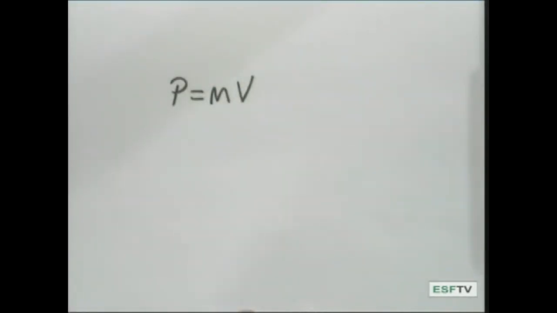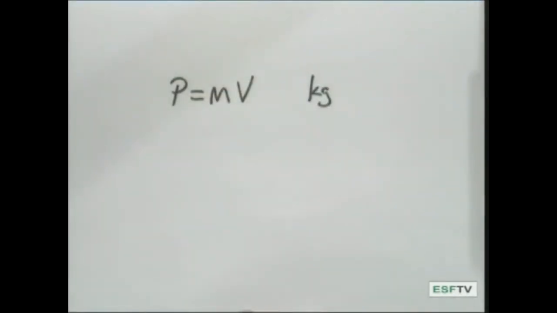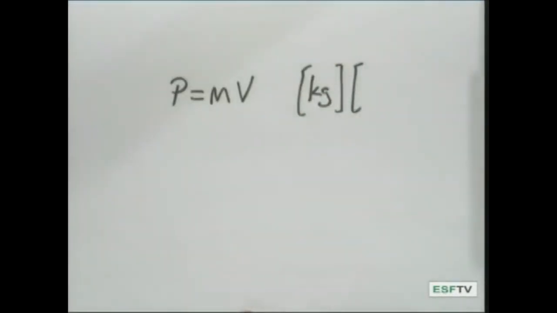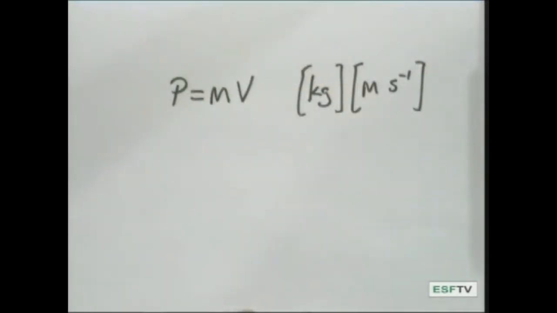v. Now, before we move on, let's take a moment to look at the units of this, because that'll be very important in our subsequent analysis. The units of mass, of course, are kilograms, and the units of velocity, of course, are meters per second, or meters per second raised to the -1 power. And so momentum is simply the product of mass times velocity.